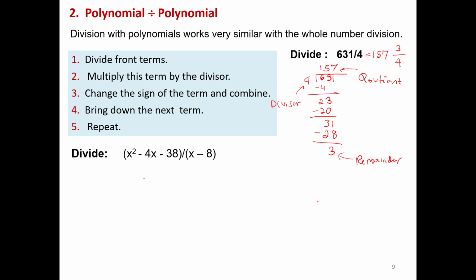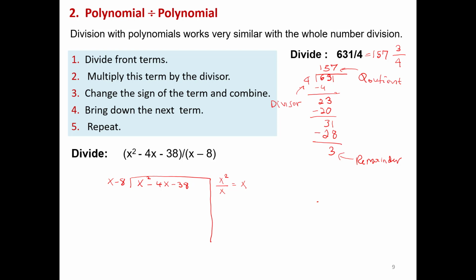And let's now take x squared minus 4x minus 38 divided by x minus 8. And let's start. The first thing we need to do is divide the front terms. What are the front terms in this case? x squared and x. Again, because now we have variables, we have exponents. Let's write all the steps. x squared divided by x. Divide the front terms, and x squared divided by x is x.